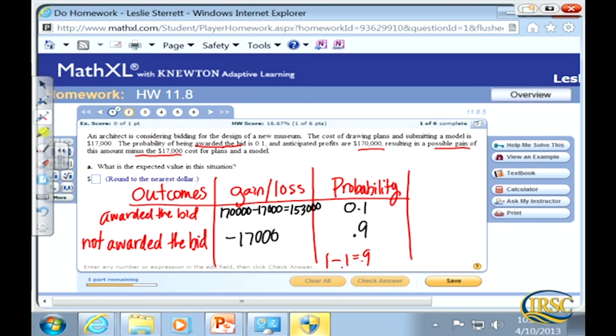All right, so we've filled in all the information we need for the chart, and so now we need our column for products. So we are going to multiply our gain or loss with its probability. And so 153,000 times 0.1. Okay, 15,300. Negative 17,000 times 0.9. Minus 15,300.